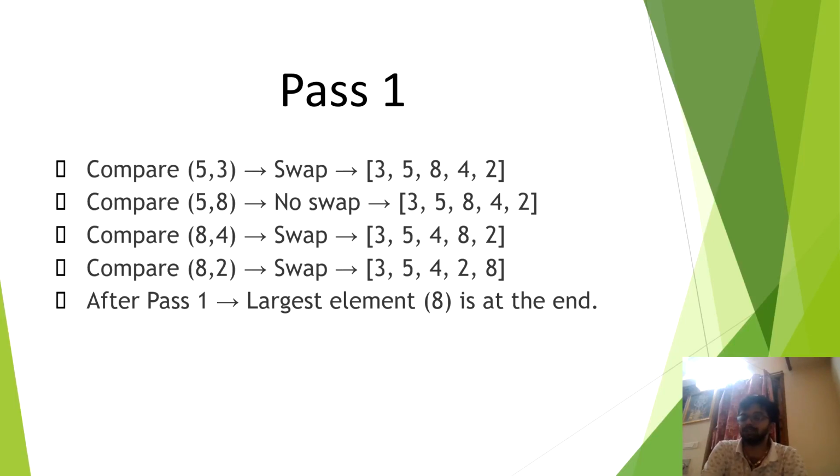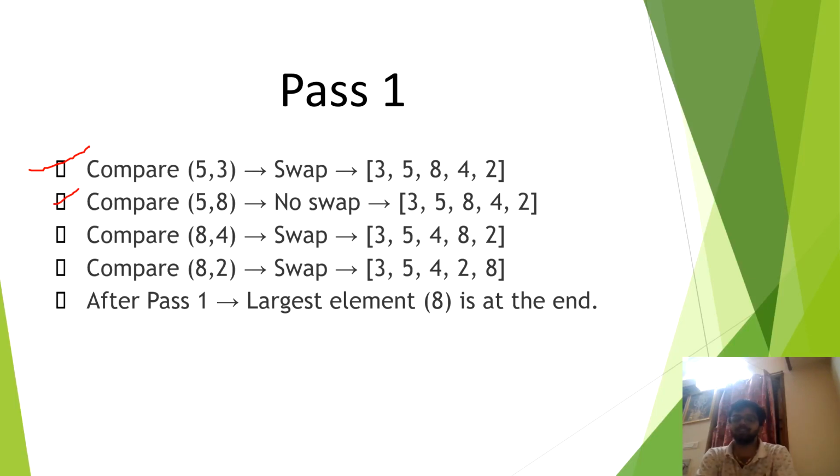Obviously, the first element is smaller than the second element here, right? So if the first element is smaller than the second element, there will be no swapping. So the elements are written the same: 3, 5, 8, 4, 2. For us, the first point is clear, the second point is clear. Now we come to the third point.